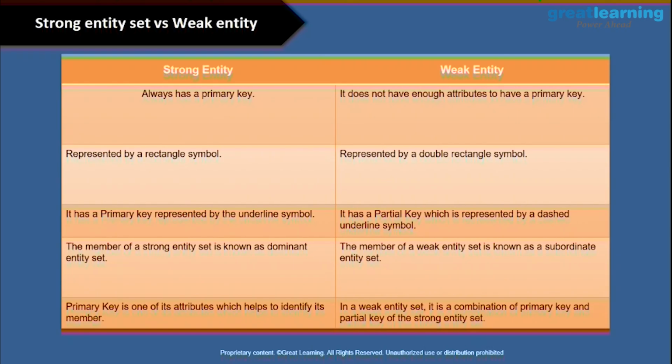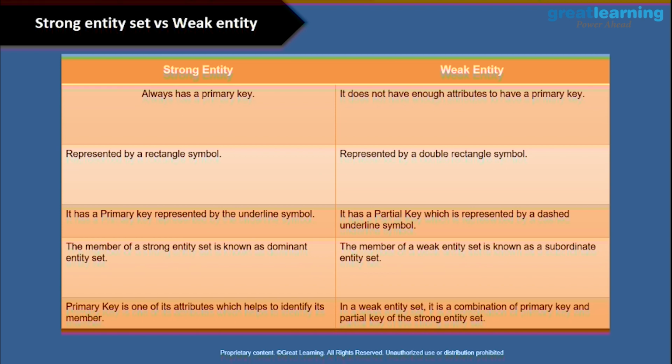Now we are going to talk about the difference between strong entity set versus weak entity set. For a strong entity, you will always have a primary key. As we all know, for our table, to reduce the redundancy of the data, we try to use a primary key. For your student table, you will have a student ID that will be your primary key, right? But in the case of a weak entity, it does not have enough attributes to have a primary key. Your weak entity will not have a primary key.